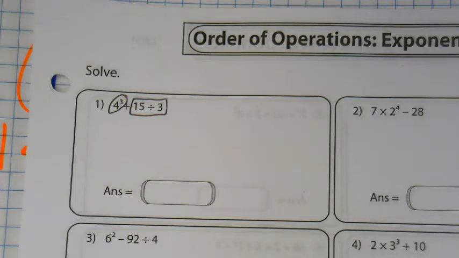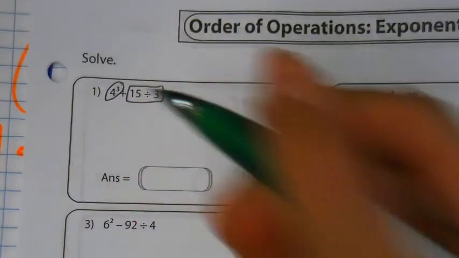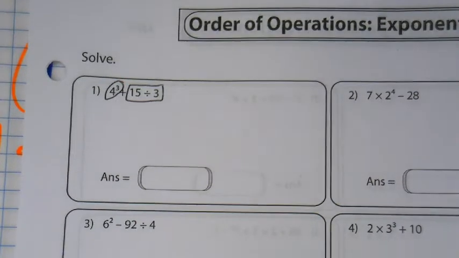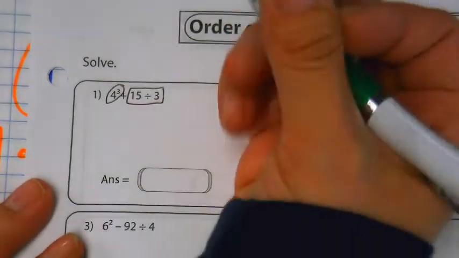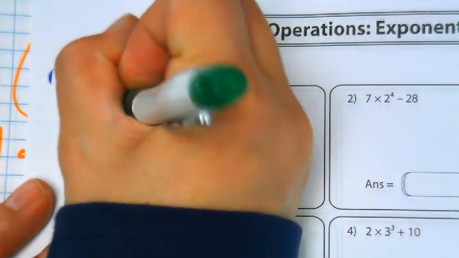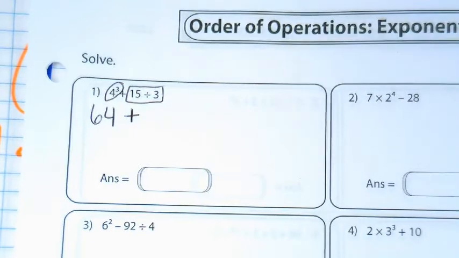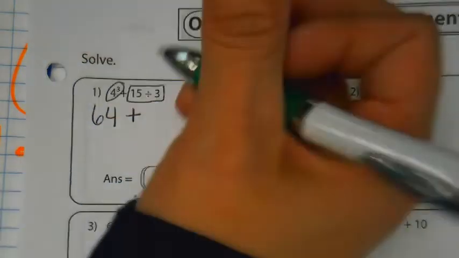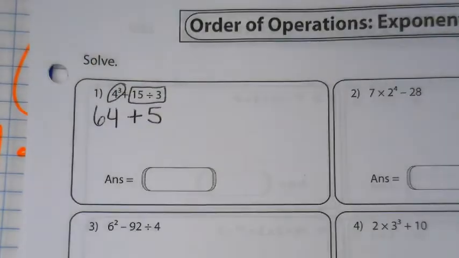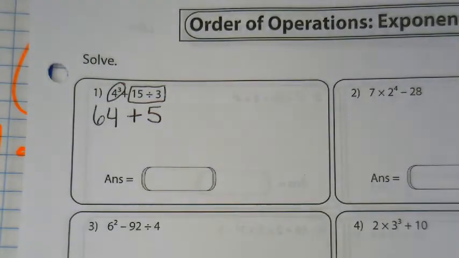All right. 4 to the power of 3 is in your notes. It's the second problem we did. So look, second problem we did. What is 4 to the power of 3? 64. Plus, what is 15 divided by 3? 5. So 64 plus 5.